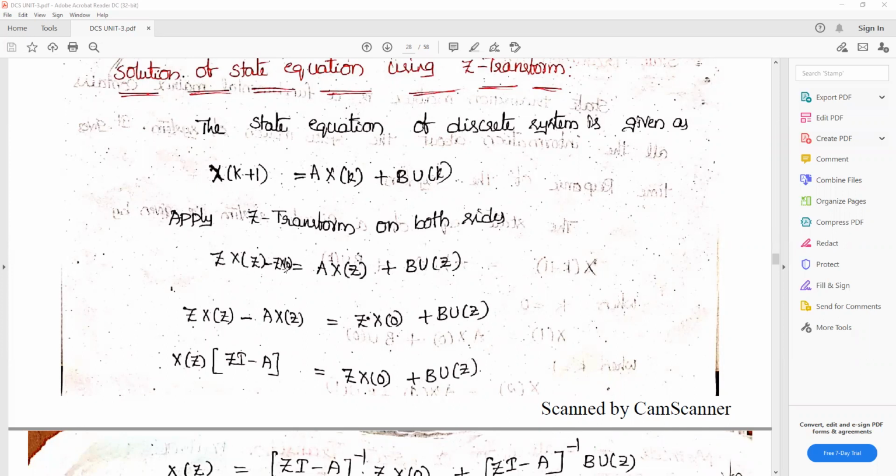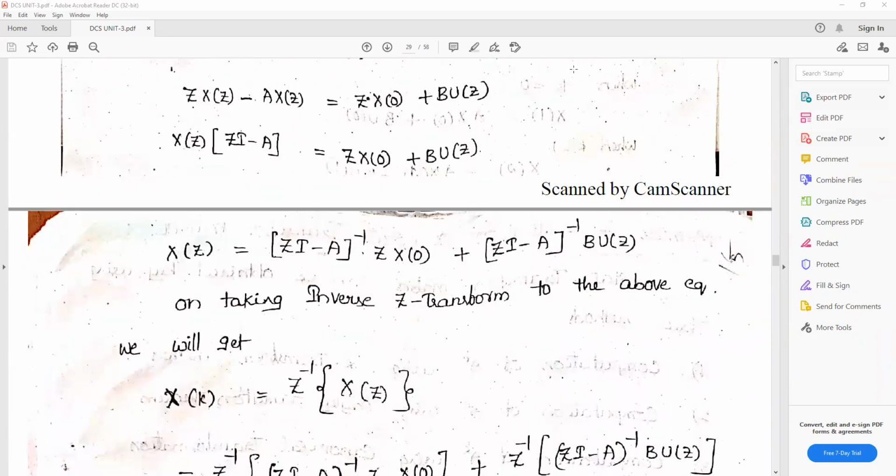z into x of 0 is equal to a into x of z plus b into u of z. So the x of z terms come to the left side and the other terms are sent to the right side. So z into x of z minus a into x of z is equal to z into x of 0 plus b into u of z. So x of z is common.